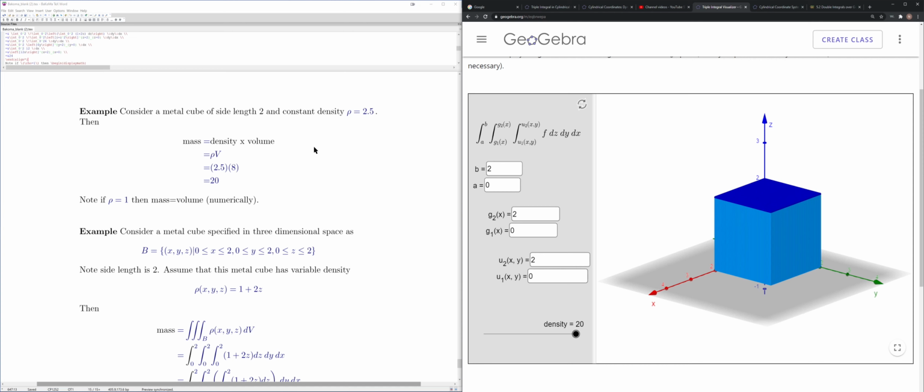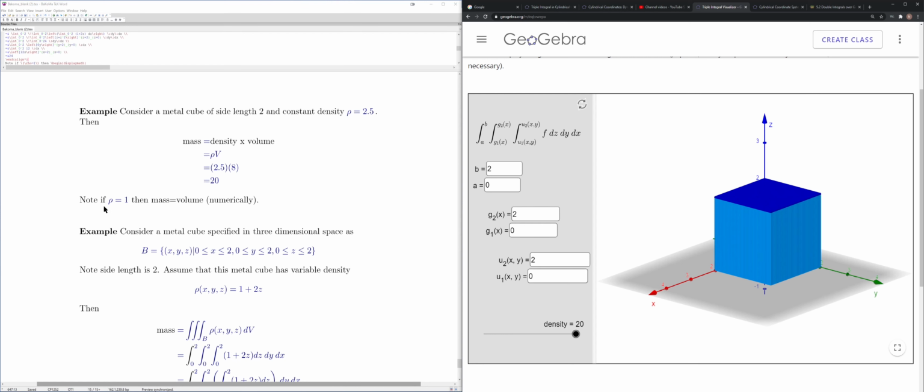Involving your mass, density and volume. So let's go back to your simple case where you have a cube of side length 2, and with constant density. If your constant density is 2.5, then your mass is going to be equal to 2.5 times the volume, which is 8. So it was 20. The mass was 20 for the example that I worked out.